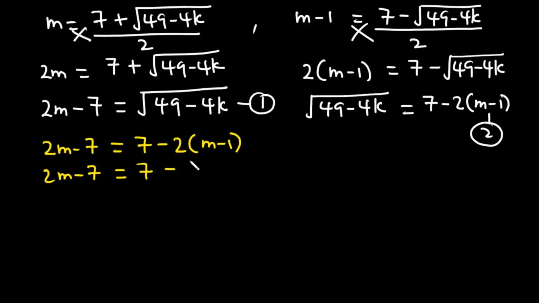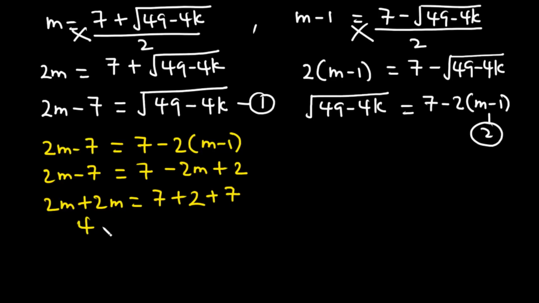Now negative 2 times m is negative 2m, and negative 2 times 1 is plus 2. So we have 2m, and then we transpose negative 2 to the left hand side, and then 7 plus 2, and then negative 7 to the right hand side. So we have 4m is equal to 7 plus 7 is 14, and 14 plus 2 is 16. Four goes into itself once and into 16 4 times. So we have m equal to 4.